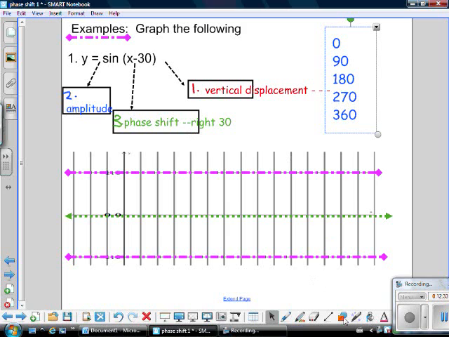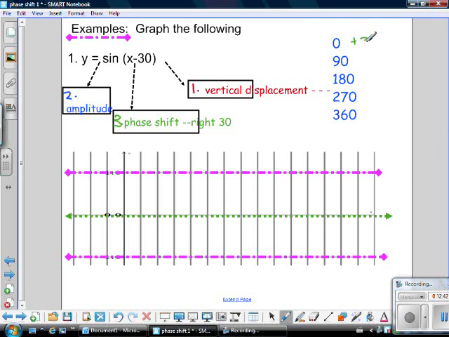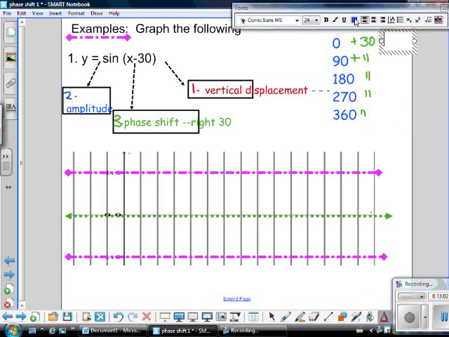Well, if I'm moving something right 30, that means that I'm going to be adding. So what I'm going to be doing all along here is I'm going to be adding 30. So we would add 30 straight down here. Add 30, add 30. Okay? And when we do that, it creates a new set of, I was going to say 4 numbers, but there's 5 numbers there. A new set of 5 numbers that we need to create our new values.